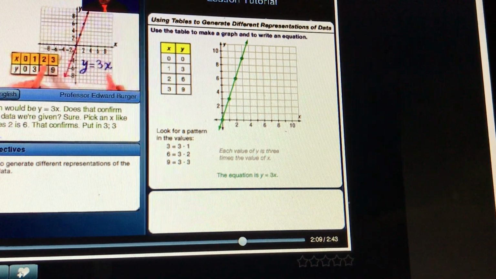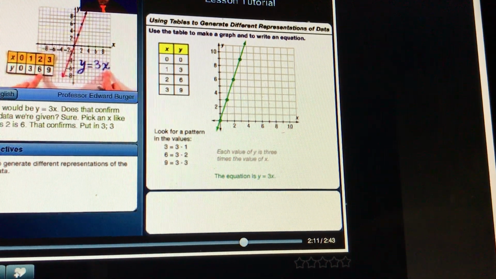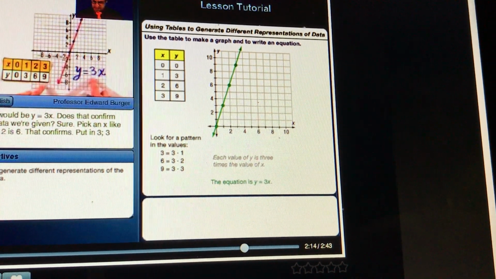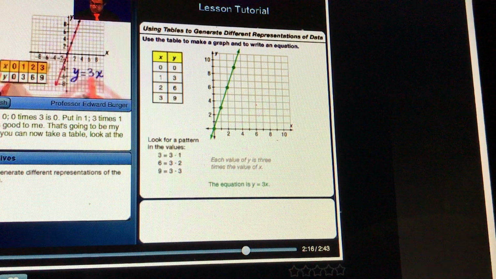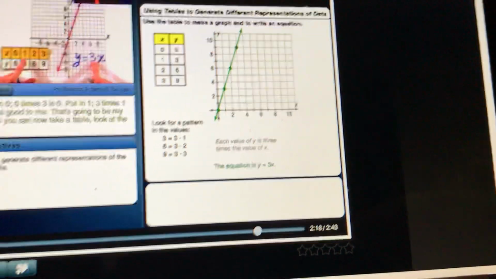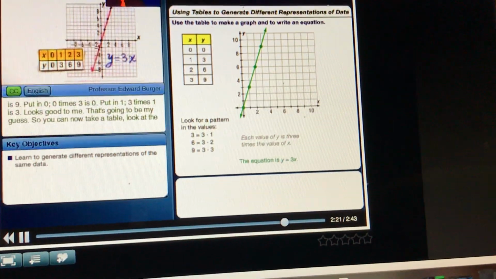Sure, pick an x like 2. 3 times 2 is 6. That confirms. Put in 3. 3 times 3 is 9. Put in 0. 0 times 3 is 0. Put in 1. 3 times 1 is 3. Looks good to me. That's going to be my guess.